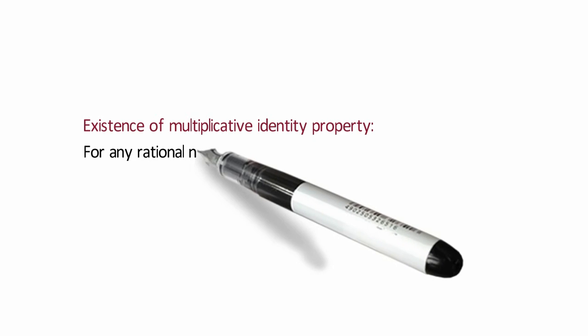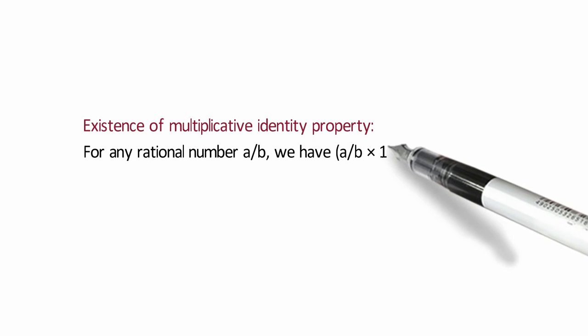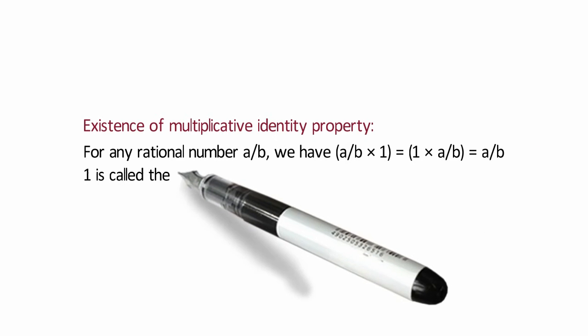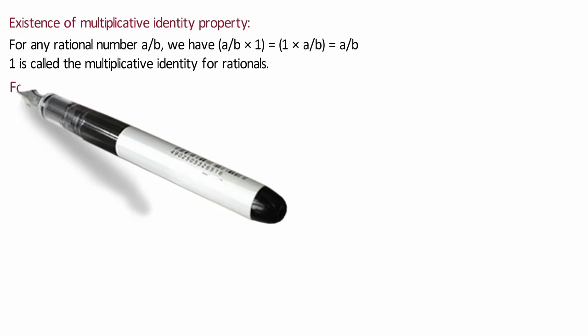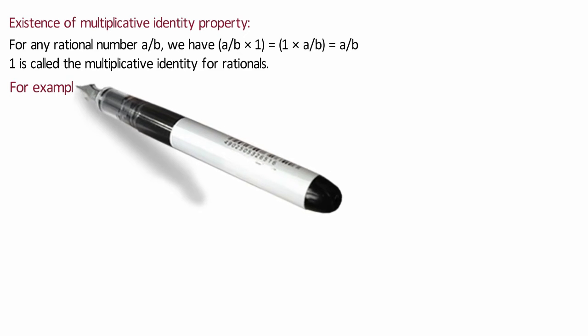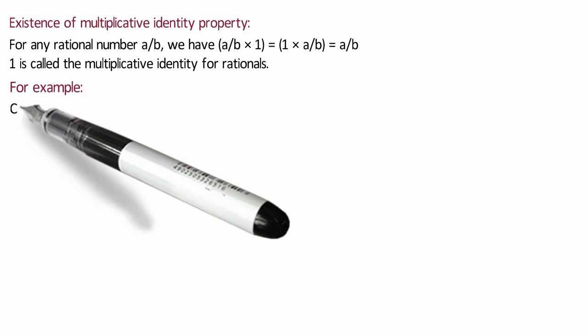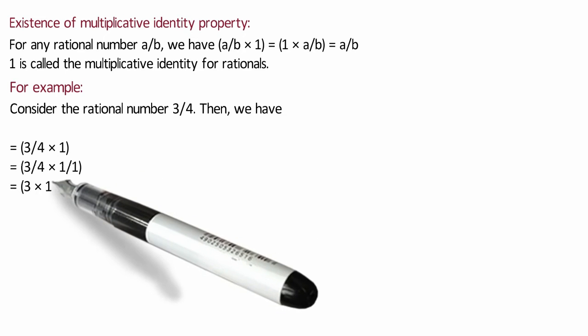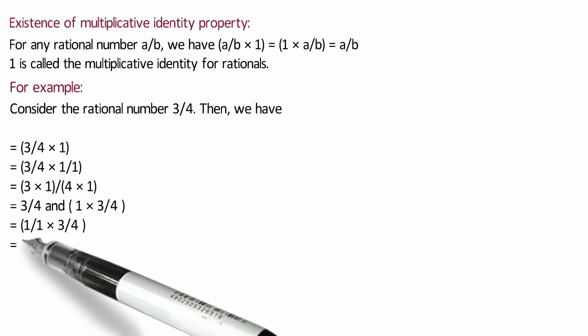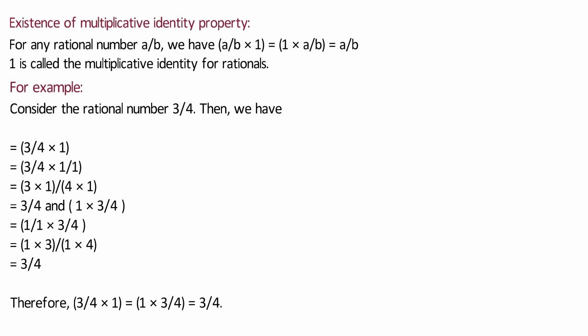Existence of multiplicative identity property. For any rational number a/b, we have a/b times 1 equals 1 times a/b equals a/b. 1 is called the multiplicative identity for rationals. For example, consider the rational number 3/4.